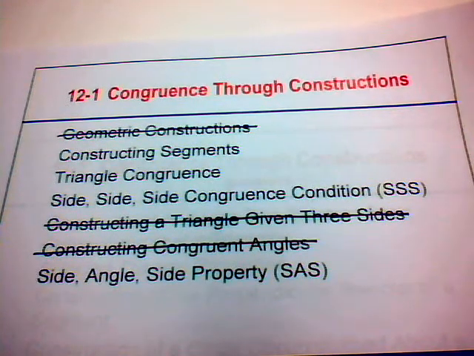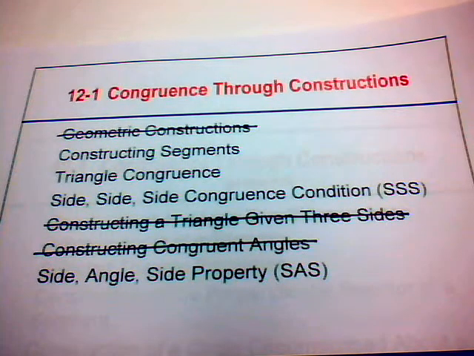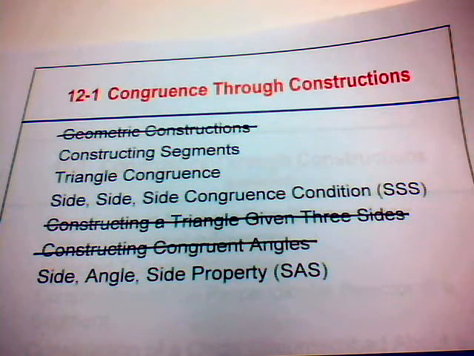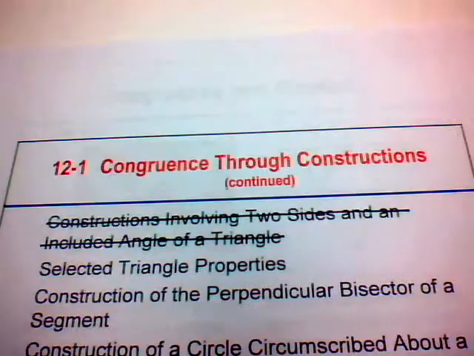In this video, we're going to be looking at congruence through constructions. Now, what we'll be looking at is constructing segments. We're going to be looking at triangle congruence. We're going to be looking at the side-side-side congruence condition, or SSS, and then the side-angle-side property, or SAS.